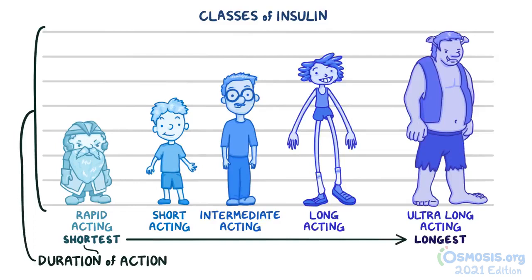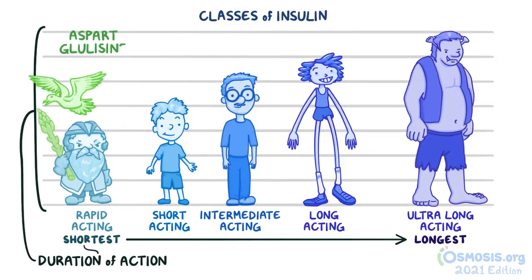To remember the 3 rapid-acting insulins, let's give the dwarf an asparagus for aspart, and a seagull for glulisine is trying to steal it from him. And the dwarf has a lisp for lispro, so he's yelling, "Stupid gull!"